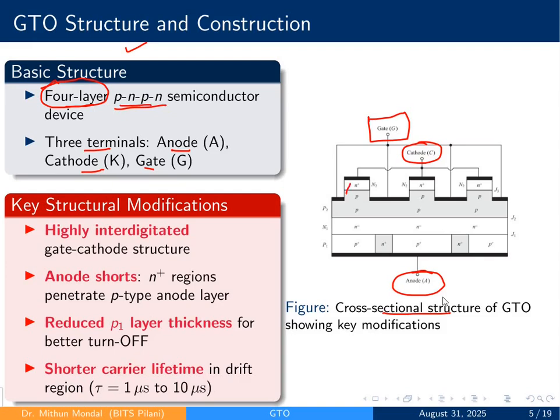So we can see here how these layers are formed in the GTO as a semiconductor device, forming the 4 different layers. The structural modification compared to the conventional thyristor is that it is highly interdigitated. So you have the gate cathode structure. The anode is basically shorted, so the N plus region will penetrate in the P-type anode layer. And the reduced P1 layer thickness gives the GTO better turn-off capability. There is a shorter carrier lifetime in the drift region, around 1 microsecond to 10 microseconds. So the advantage of GTO over the conventional thyristor lies in its capability to turn off with the gate signal.